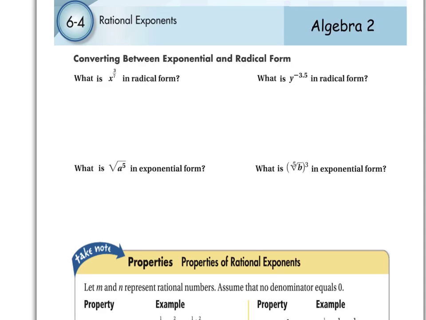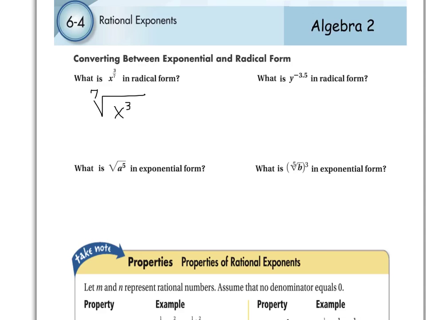Well, as I look at this, remember this is the root. X goes as the base. The bottom number is the index, so the 7 goes here. The top number is the power, so the 3 goes there. So this is the 7th root of x cubed. And in this case, there's no simplifying to do because you can't simplify that anymore.